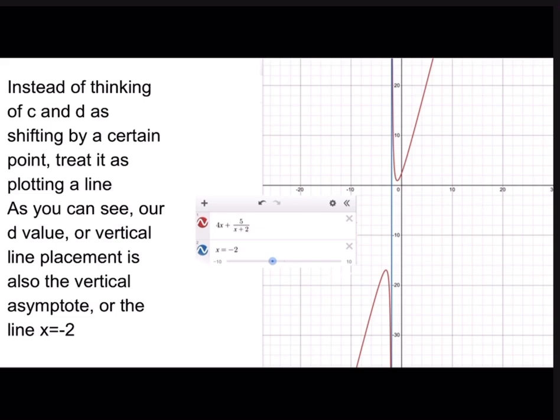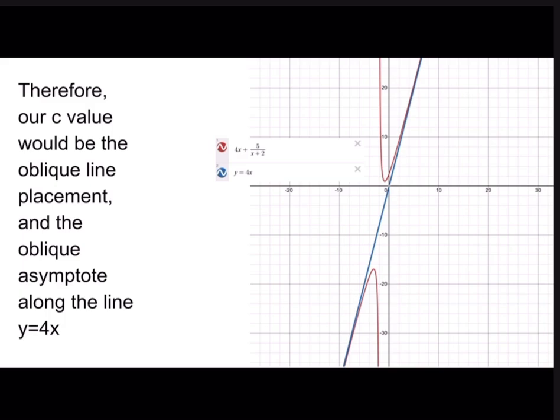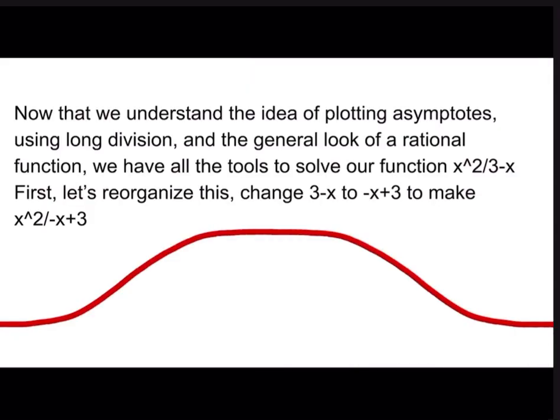Instead of thinking of c and d as shifting by a certain point up or down, left or right, treat it as plotting a line. As you can see, our d value, or vertical line placement, is also the vertical asymptote, or the line x equals minus 2. Therefore, our c value would be the oblique line placement, and the oblique asymptote along the line y equals 4x.